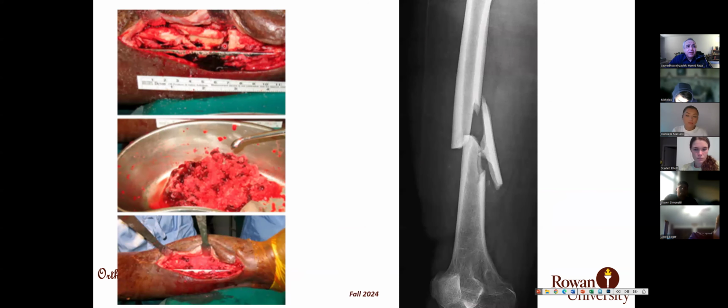Remember here, we have some defects. If we leave these defects empty, there is no place for new bone to be formed. That is why we need something here as a scaffold, as a vessel to hold the new bone in place and let it turn into adult or mature bone.